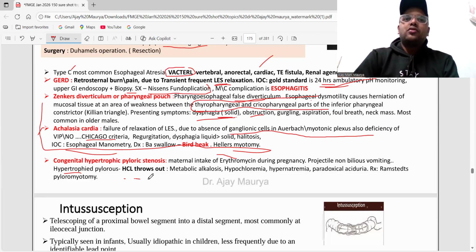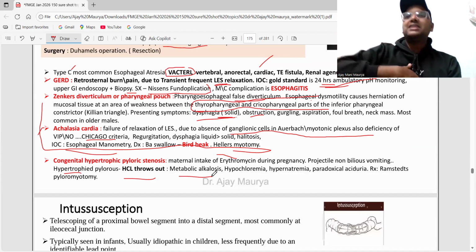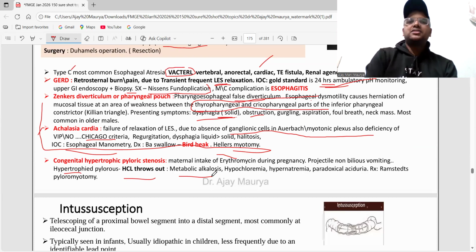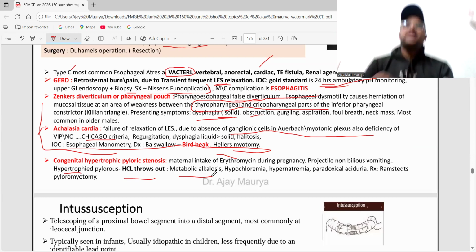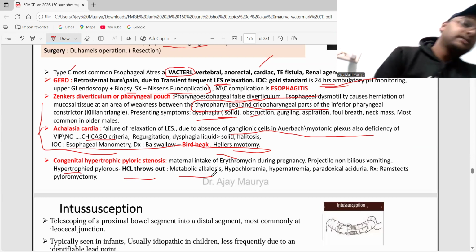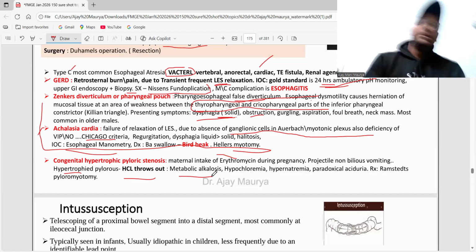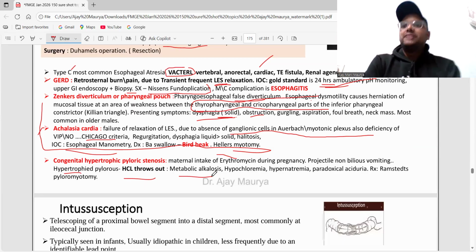So HCl will be thrown out. When acid is thrown out, what remains is alkalosis. There is going to be alkalosis, hypochloremia, hypernatremia, paradoxical aciduria, and the treatment will be Ramstedt pyloromyotomy. Okay, got it.